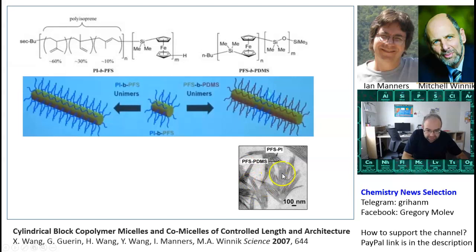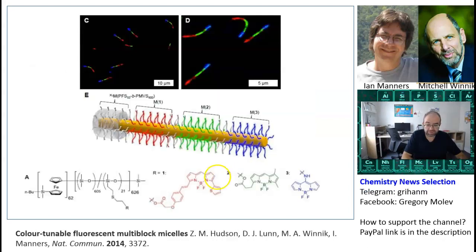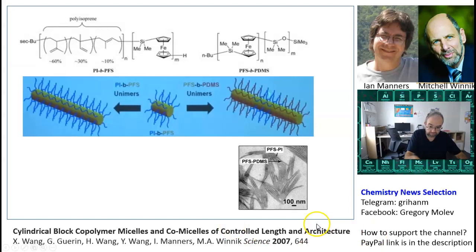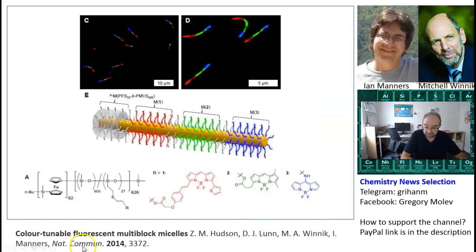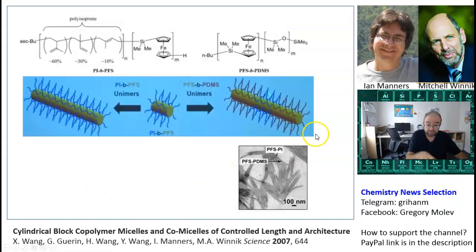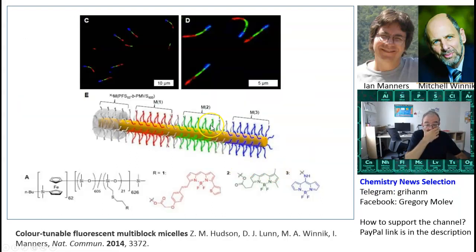And here is an image of micelles of similar length, which has three blocks. The PFS-PI block in the middle is darker, and the PFS-PDMS blocks are on the sides. Well, if it's not convincing, I'll show you something very convincing, and this is another paper. This paper, by the way, was published in Science in 2007, and this one in Nature Communications in 2014, in which the group of Ian made colorful blocks. So this was in transmission electron microscopy, and this one is a confocal microscopy.